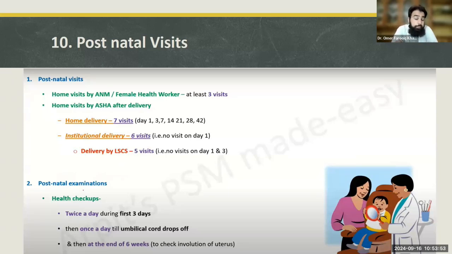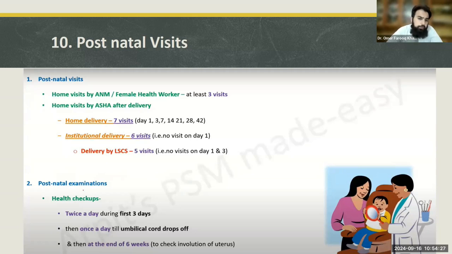There should be at least 3 visits, but the standard guidelines for home visits are different for different deliveries. For example, if there was a home delivery attended by a trained birth attendant, and home delivery is common in Pakistan, India, Bangladesh, or Africa, there should be 7 visits by birth attendants. And if there is an institutional normal delivery, then there should be 6 visits.